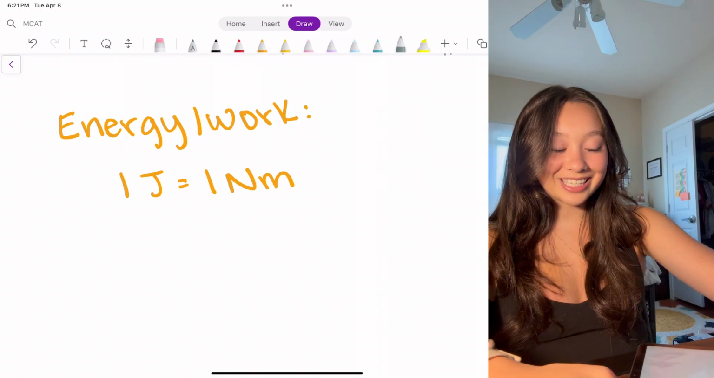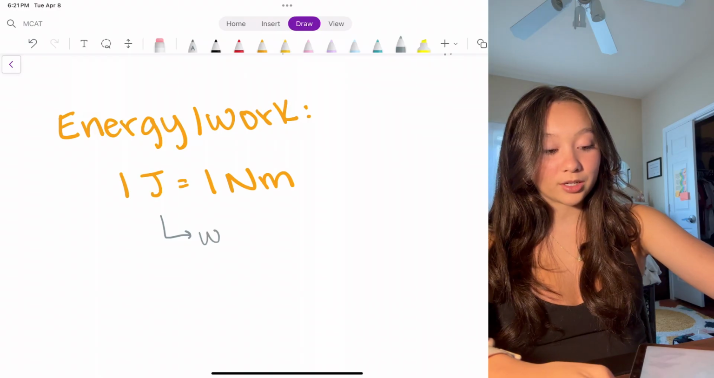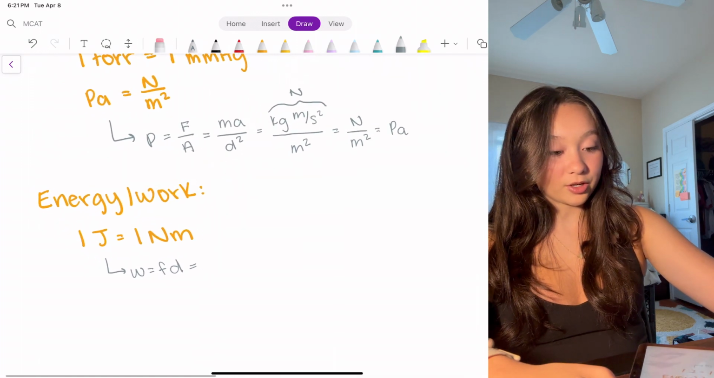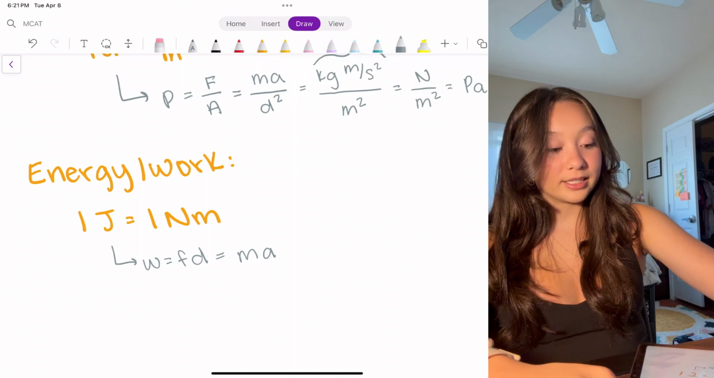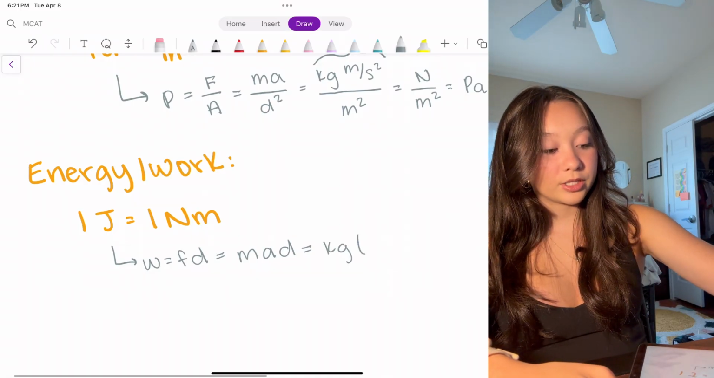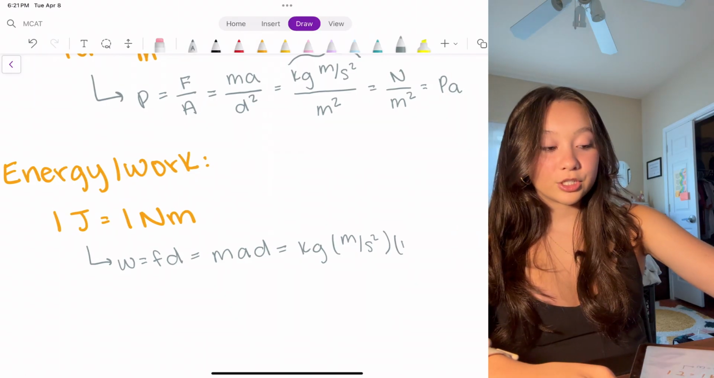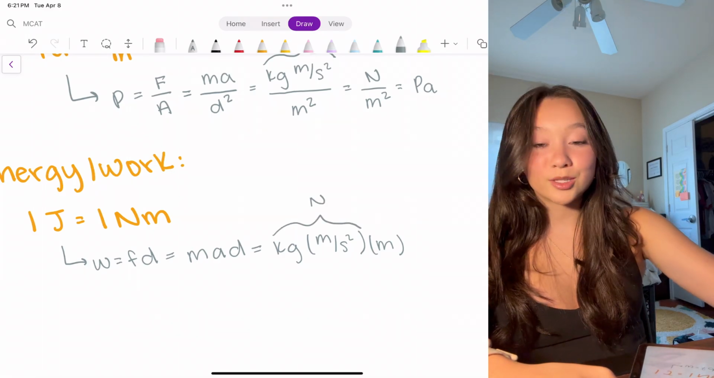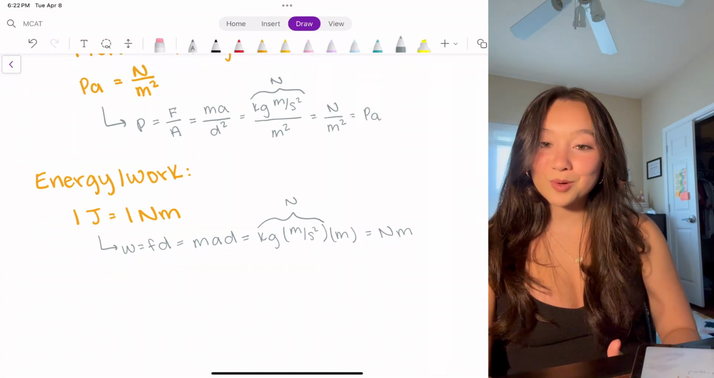All right, and the way that we can think about this one is through the work equation. We know from our physics equation sheet that work is equal to force times displacement. Again, like we said up here, force is mass times acceleration, and then we have that distance there. We said the units for mass is kilograms, the units for acceleration is meters per second squared, and the units for distance is just meters. All right. And this here, we said that is equal to 1 Newton because that is what force is. So we're left with Newton meters. So that is work. The units for work is Newton meters.